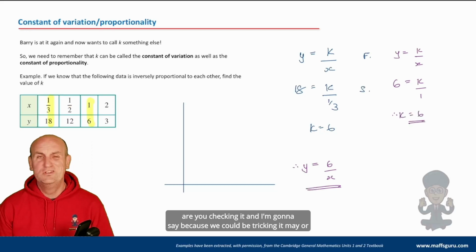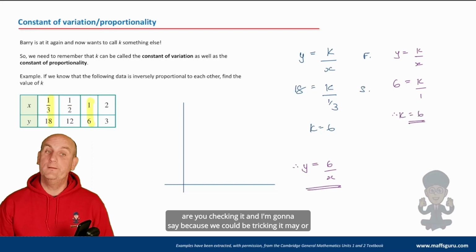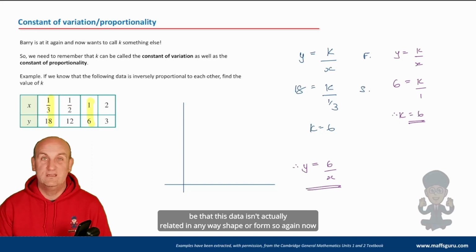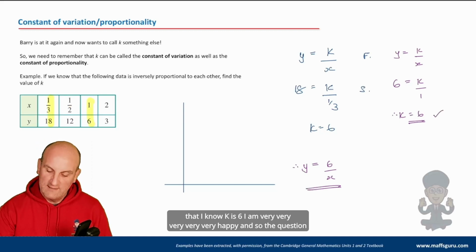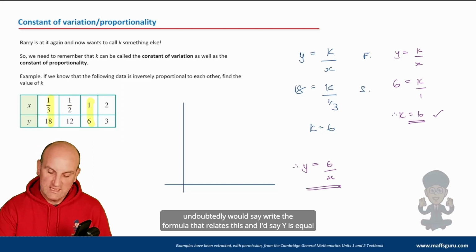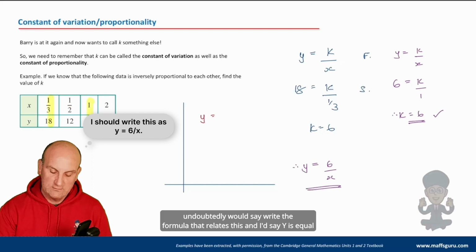Now you're going to say, why are you checking it? And I'm going to say, because we could be tricking you. It may well be that this data isn't actually related in any way, shape, or form. So again, now that I know k is 6, I am very, very happy. And so the question undoubtedly would say, write the formula that relates this. And I'd say y is equal to k on x.